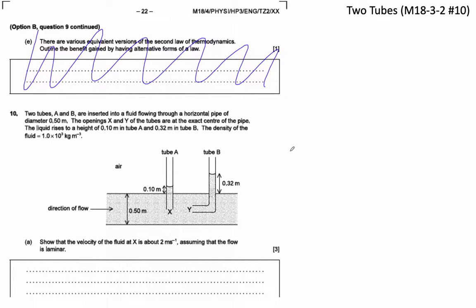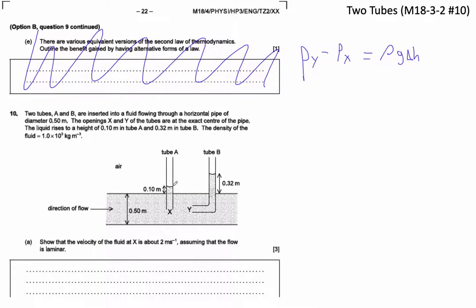All right. Okay, so the first one is a Bernoulli equation problem. Notice that the pressure at Y is greater than the pressure at X because it's pushing that fluid up the pipe. So the first thing I did was figure out the pressure at Y minus the pressure at X, which is equal to just rho g h, rho g times the difference in h.